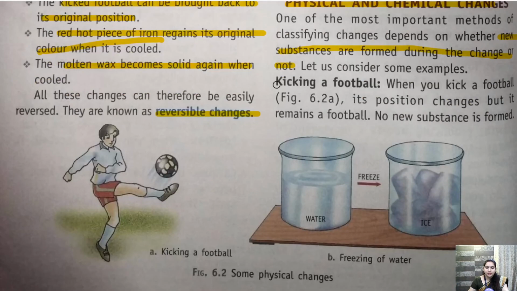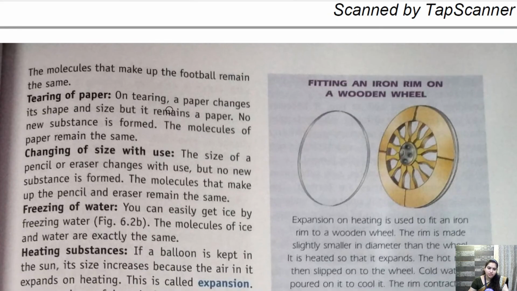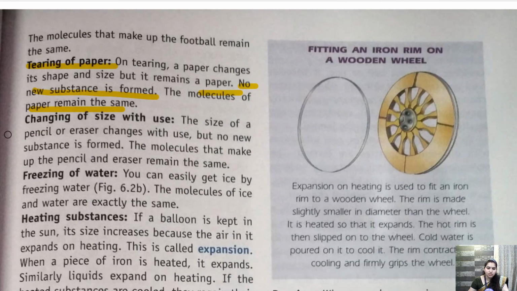So the first example here is kicking of a football. When you kick a football, its position changes, but it remains the football. No new substance is formed. So this is called a physical change. Similarly, tearing of paper, I have told you, no new substance is formed. The molecule of paper will remain the same. So it is a physical change. Changing the size with use. The size of a pencil or eraser changes with use, but no new substance is formed. So it is a physical change.